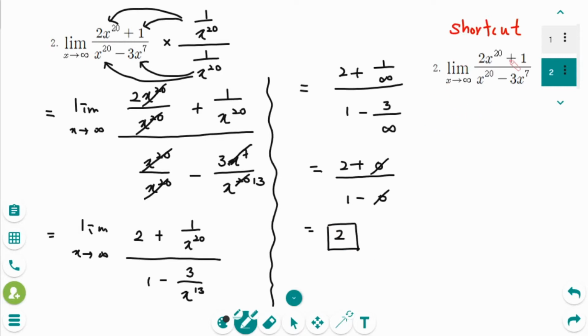And this is a shortcut again. Takes the highest power of x like this. You don't need this one. And then just simplify. What is this one? Just 2. That is answer.